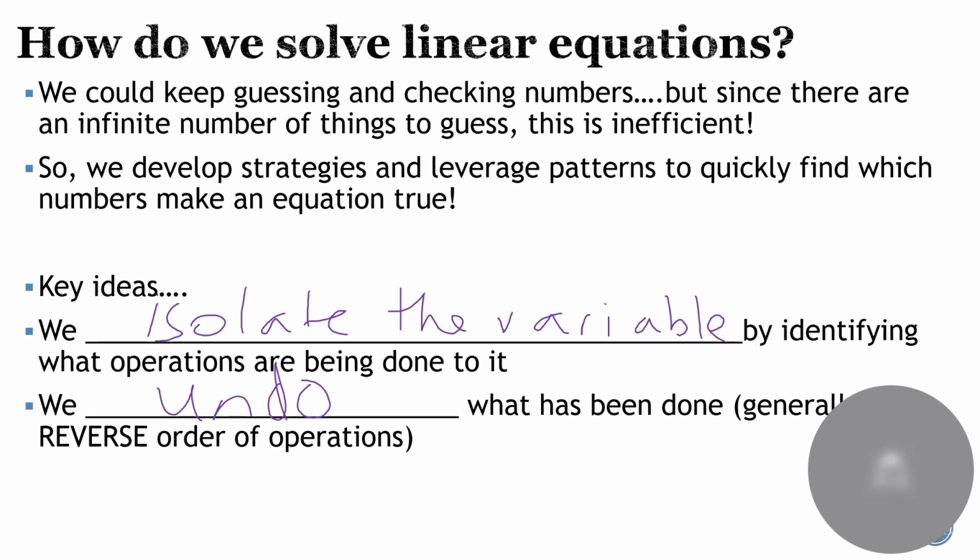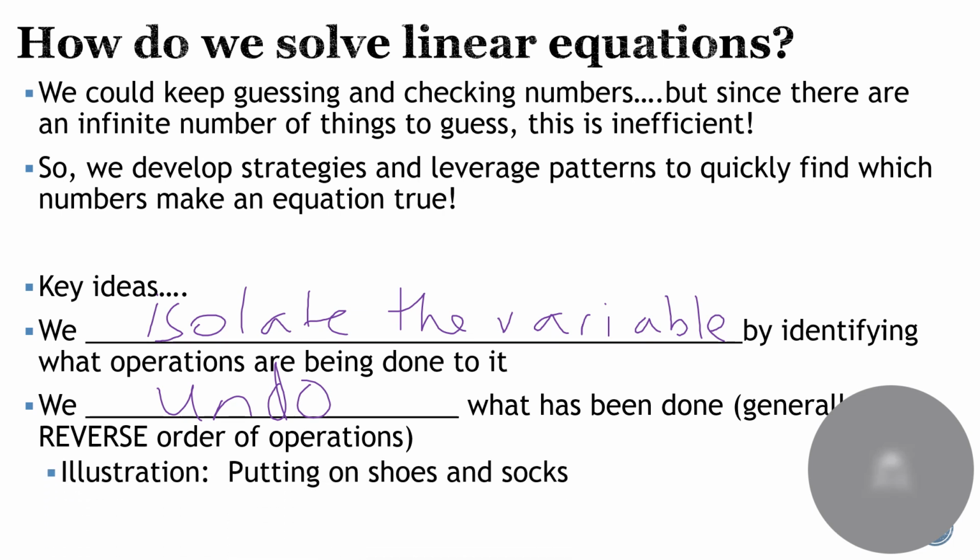It's kind of like opening up a present. The present is wrapped and there's a bow on it. And in order to get at the present, you've got to undo the bow. You've got to undo the wrapping. You've got to open the box. You've got to undo some stuff to get at the present. And in our case, the present is the variable. And so we see what has been done to this, and now we're going to undo it. So I'm going to give you an illustration about reversing the order of operations and putting on shoes and socks. When I do this in class, I might even bring in my toe caps.